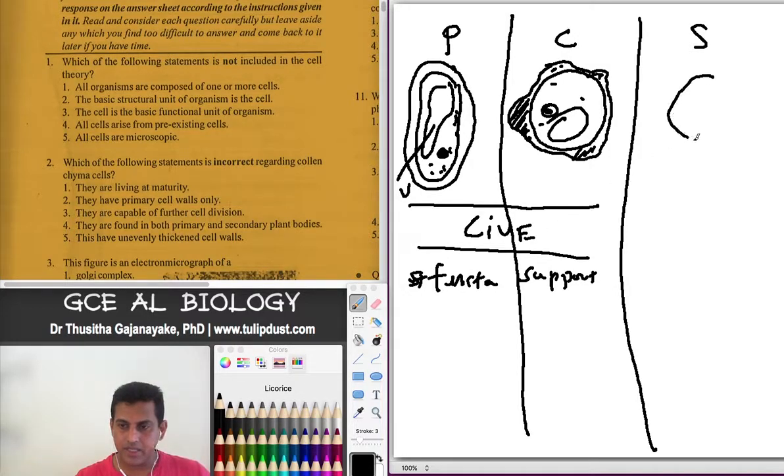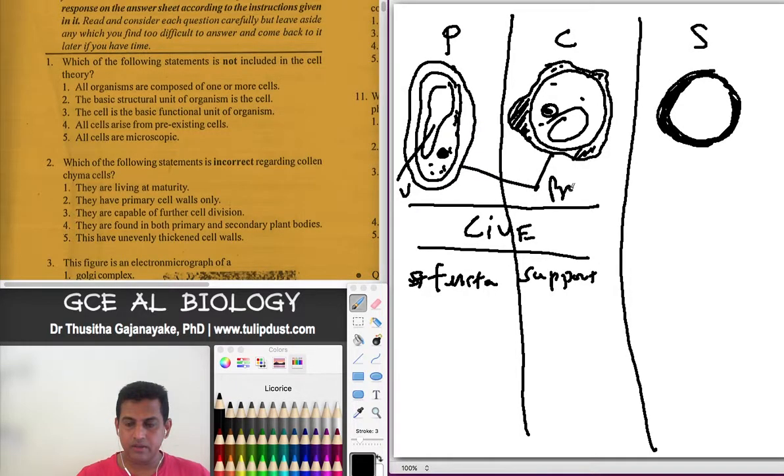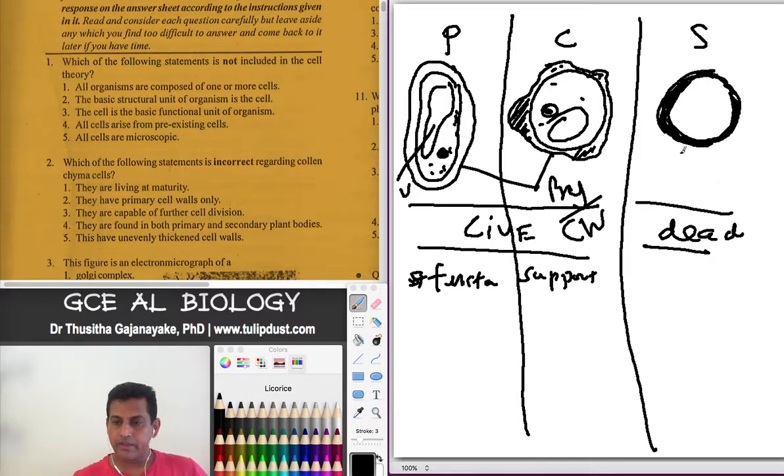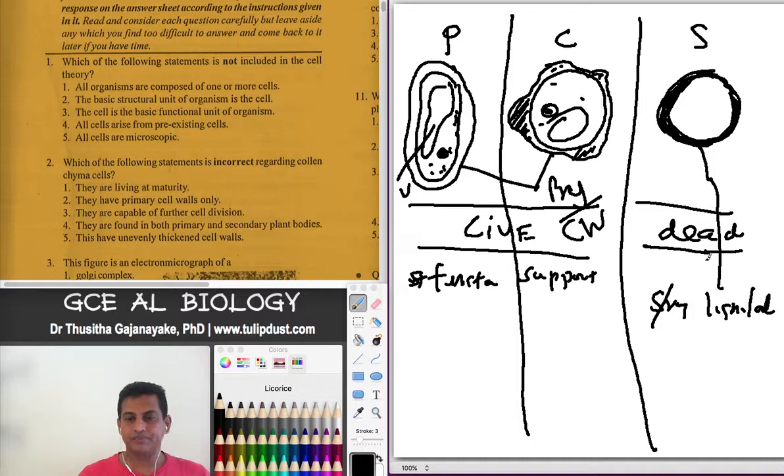And sclerenchyma cells have a secondary cell wall. So basically this is the primary cell wall, right? This is the primary cell wall, and they are dead cells, and they have a secondary cell wall which is lignified. That's a dead cell. So that's the basic difference between parenchyma, collenchyma and sclerenchyma.